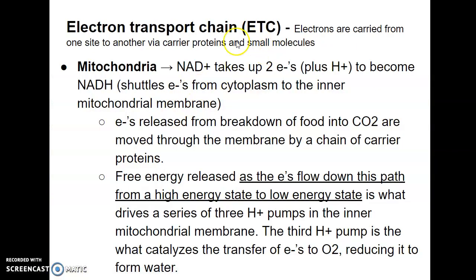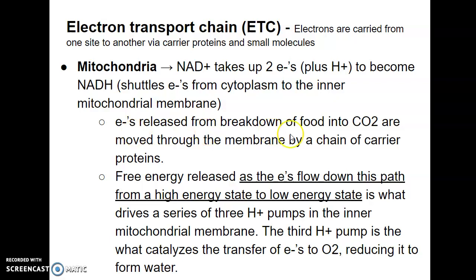So, in the electron transport chain, electrons are carried from one site to another via carrier proteins and small molecules. So in the mitochondria, as a review, we have NAD plus that will take up 2 electrons plus the hydrogen ion to become NADH. And the NADH will shuttle the electrons from the cytoplasm to the inner mitochondrial membrane, right? So this is all happening in glycolysis.